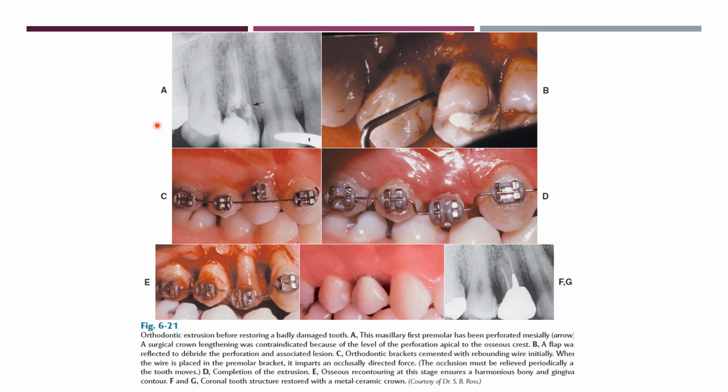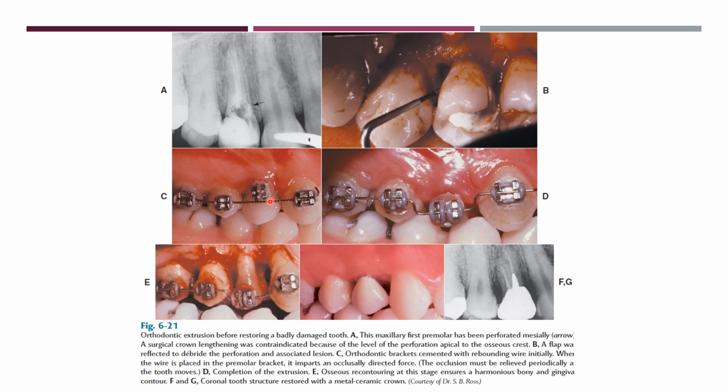The maxillary first premolar, guys, has been perforated mesially, and surgical crown lengthening was indicated because the level of perforation is apical to the osseous crest. So a flap was raised, guys. Minor orthodontic bracket.